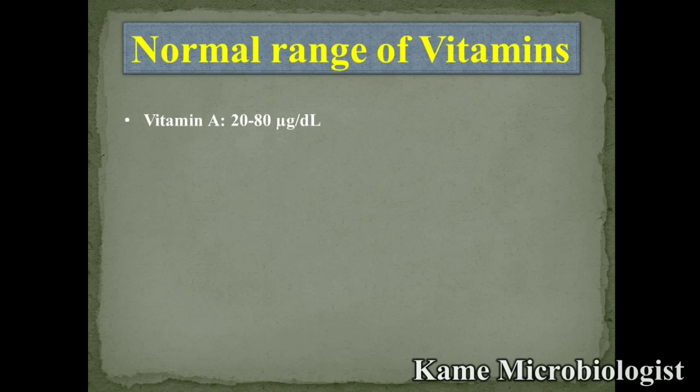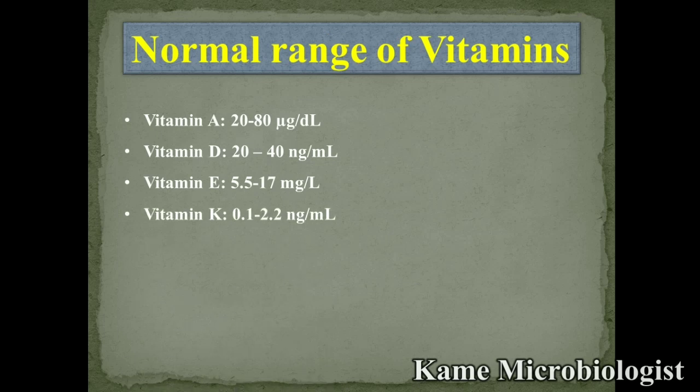First of all, we have vitamin A. Its normal range in the body is 20 to 80 microgram per deciliter. Vitamin D normal range is 20 to 40 nanogram per milliliter. Then we have vitamin E, its normal range is 5.5 to 17 milligram per liter. Vitamin K is 0.1 to 2.2 nanogram per milliliter. Then vitamin C, its normal range is 0.6 to 2 milligram per deciliter.